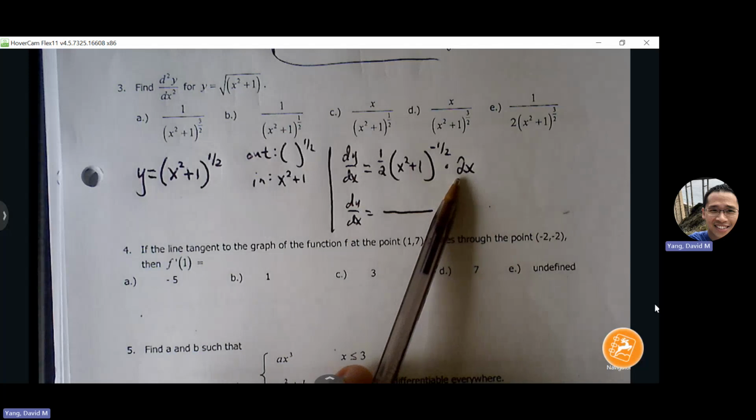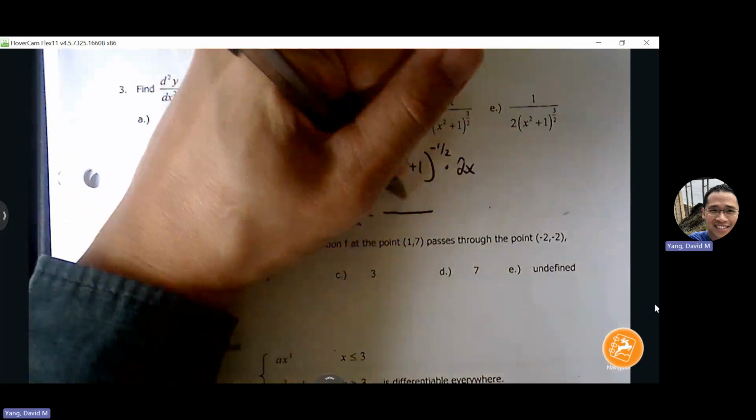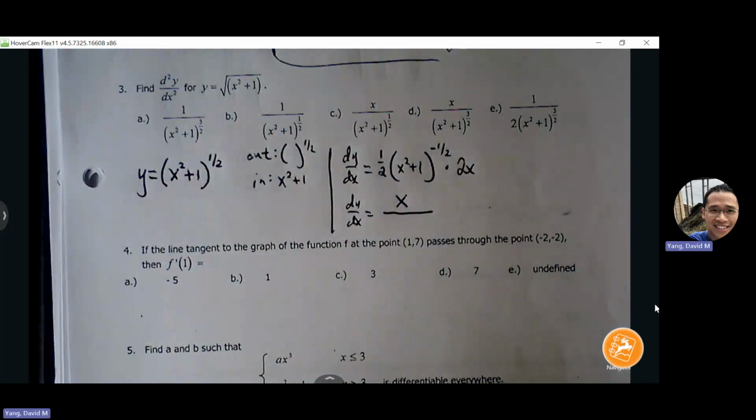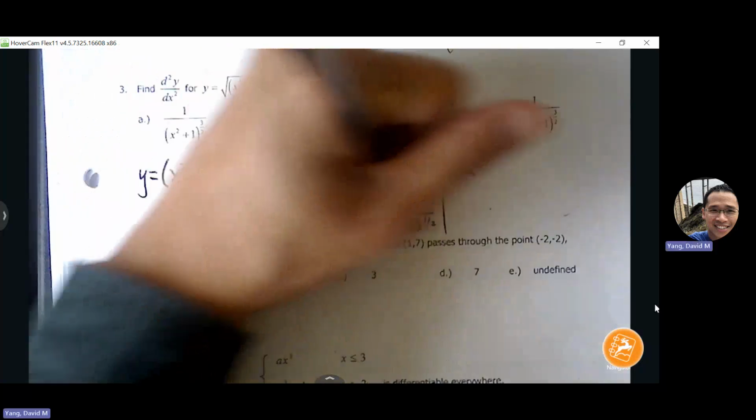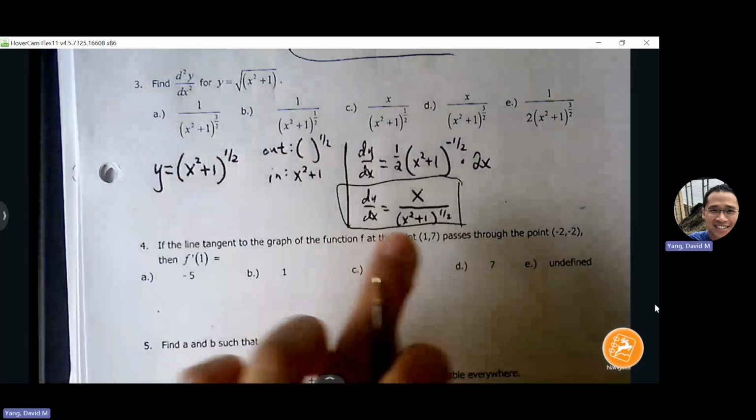Okay, what happens with that 2? Yeah, that 1/2 and 2 will do what? Cancel each other out. So the only thing left is just the x. And what can I put in the denominator? Yeah. So we're not going to get to the second derivative.